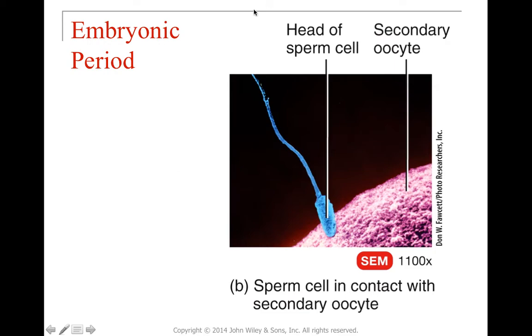So this is the head of a sperm cell here. This is the tail. This is the oocyte. So this is what it's going to actually look like. This is the one that's making contact. Here's the zona pellucida.